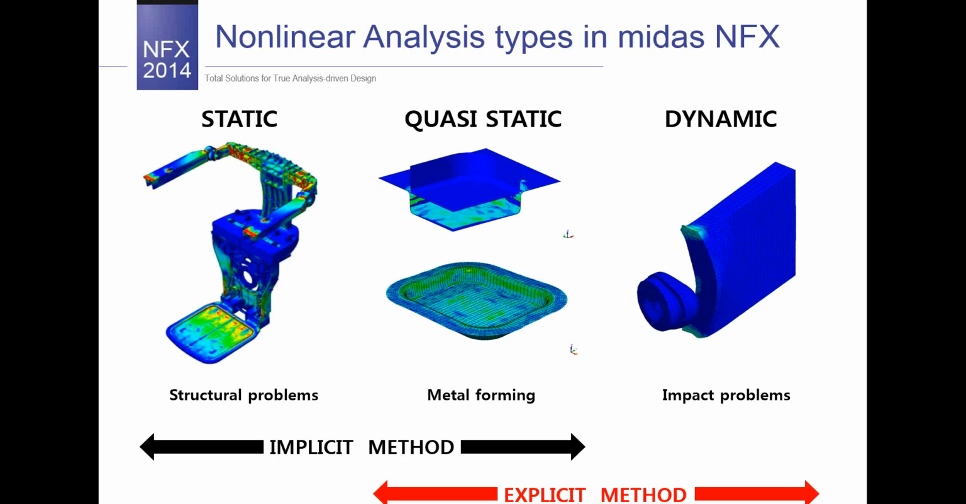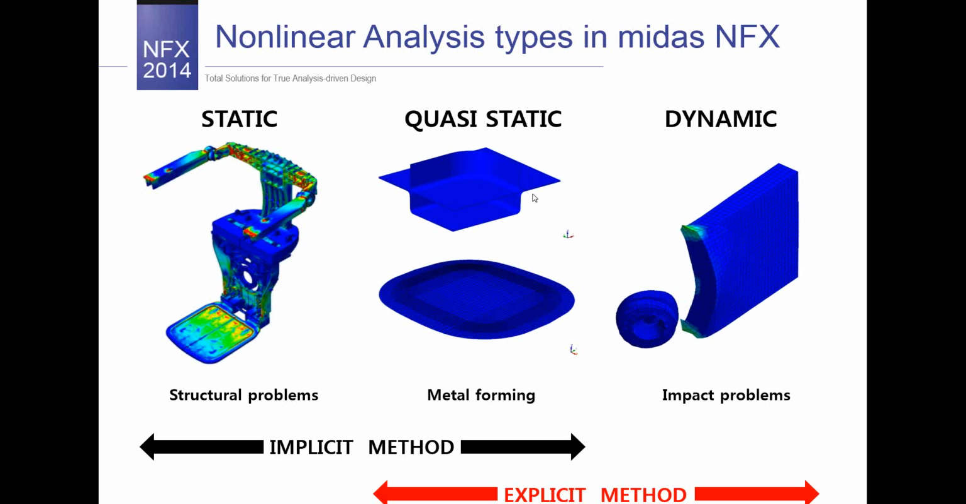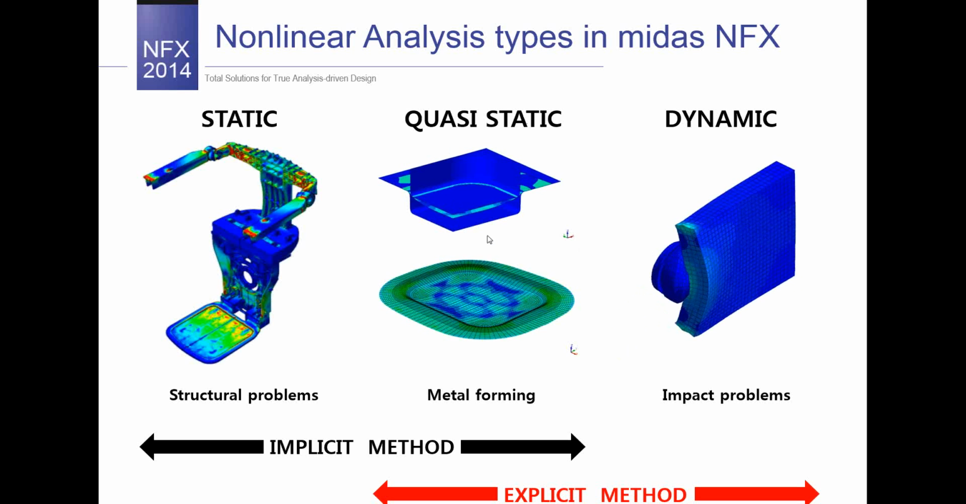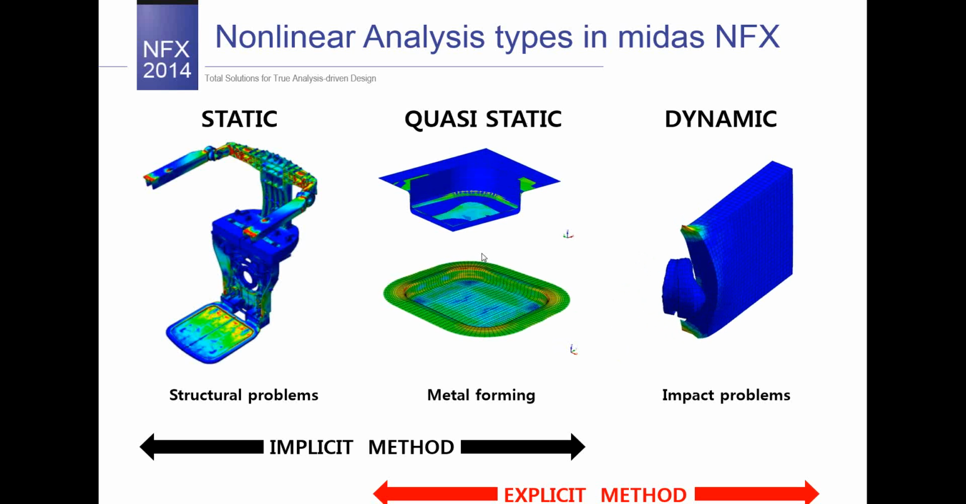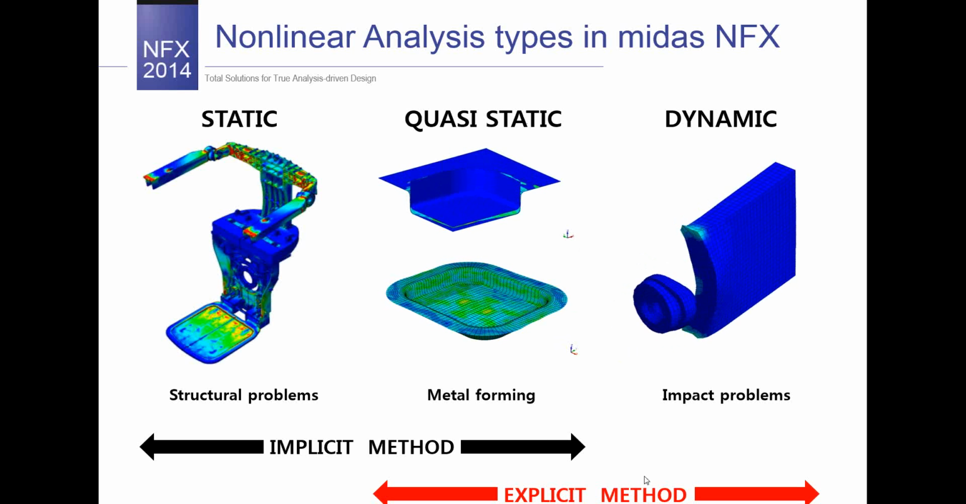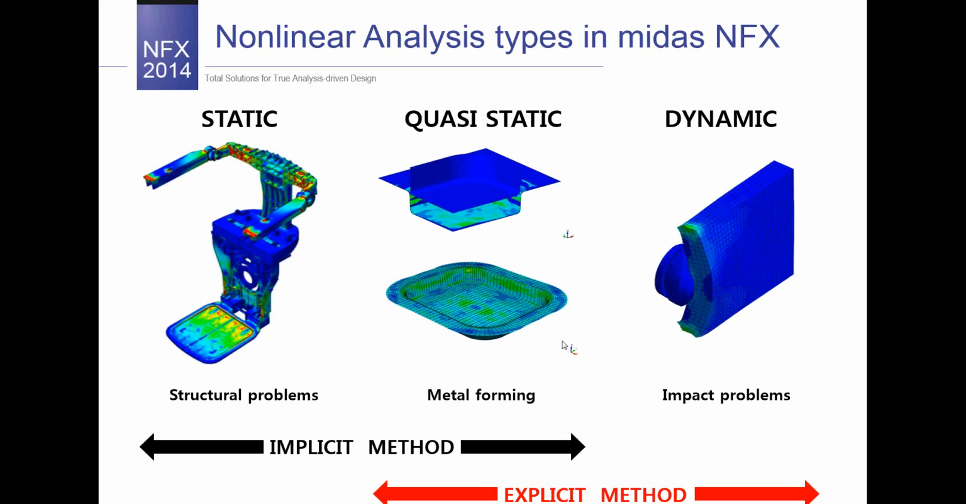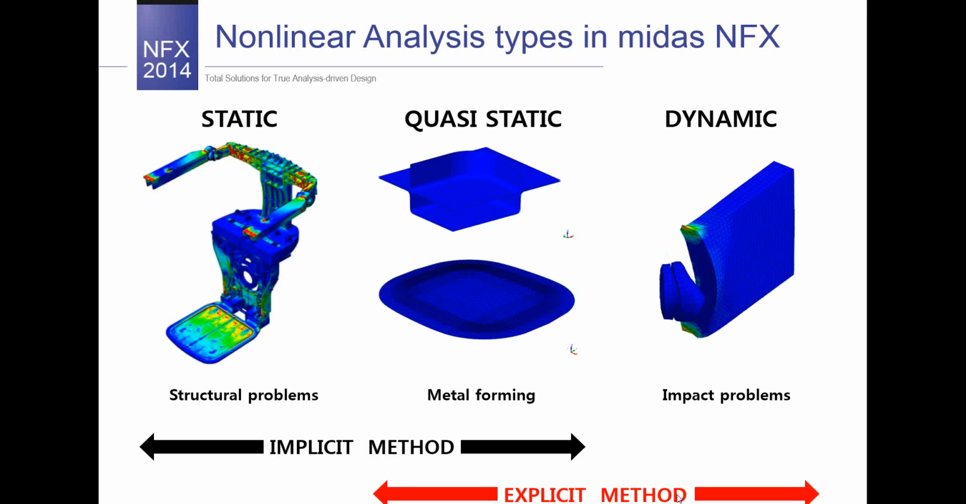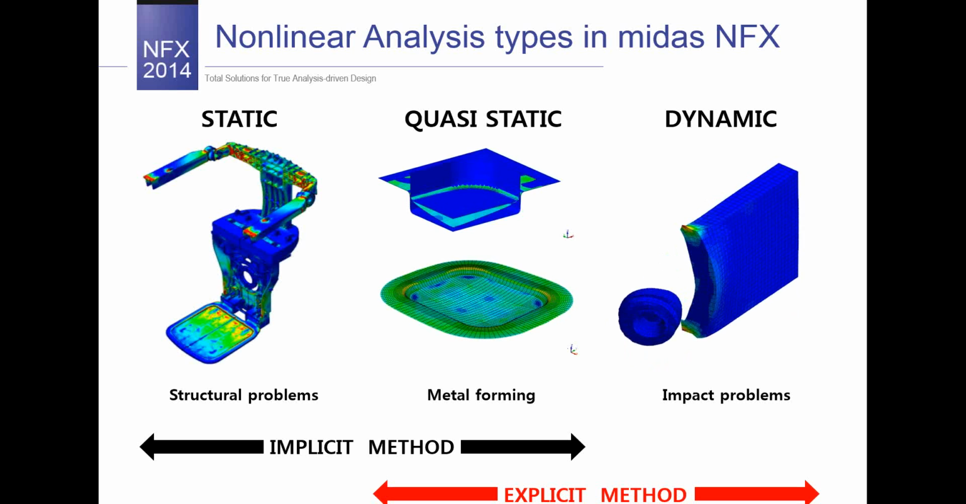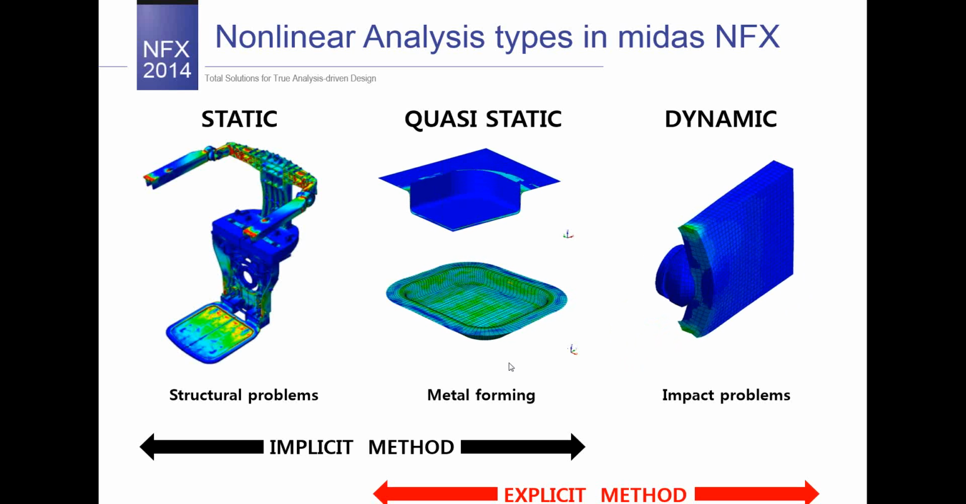So we can consider quasi-static as the simple nonlinear analysis or dynamic analysis. Actually, quasi-static analysis is a special type of analysis which can be solved using implicit and explicit methods, and this refers to the nonlinear analysis types I showed before.